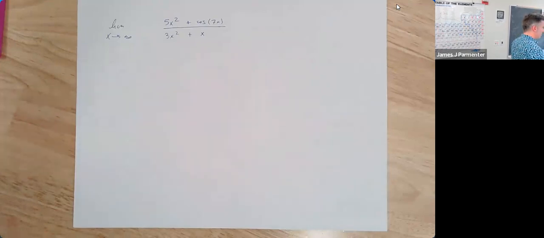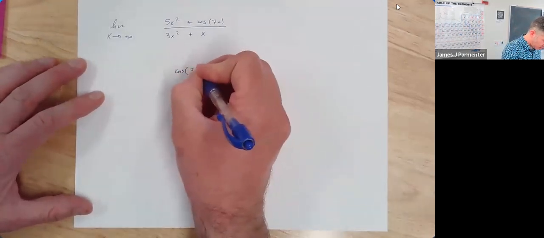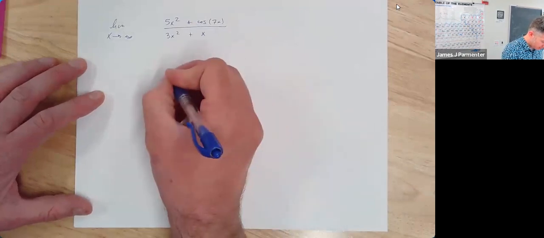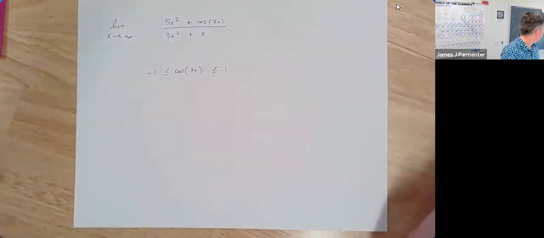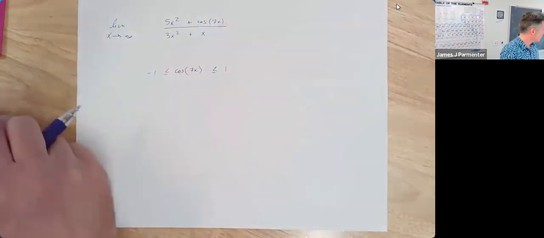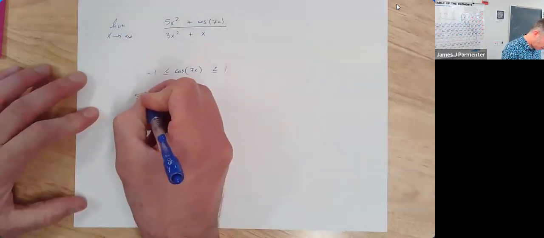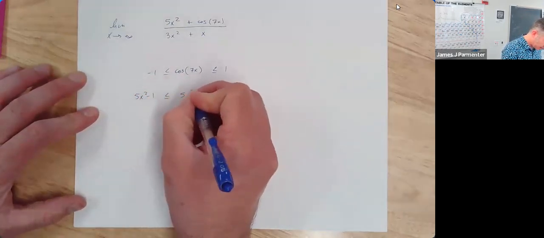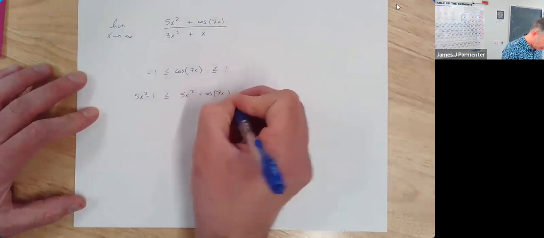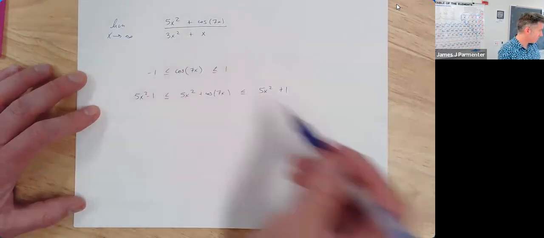There's a couple ways to do this. I'm going to show you the way that I like better, but I'll point out that there's another way. So here's what I would do. I would start with this. Start with your trig function, cosine or sine, between 1 and -1. And now we're going to make this look like that, specifically the middle part. So I'm going to add 5x squared to every side of this inequality. 5x squared minus 1 less than or equal to 5x squared plus cosine of 7x less than or equal to 5x squared plus 1. And then we're going to divide everything by the denominator.